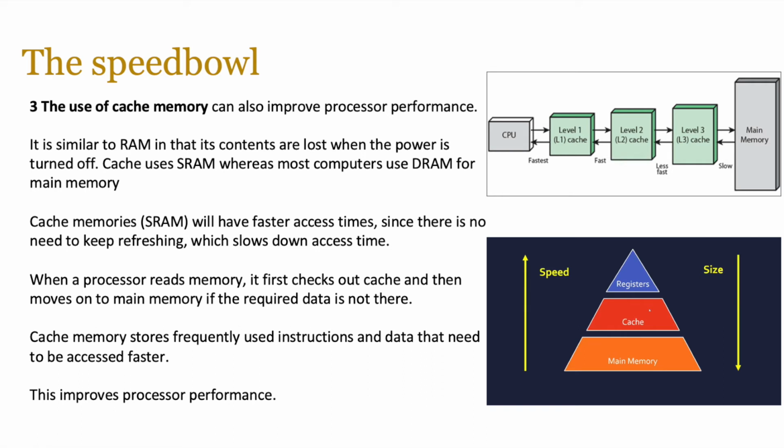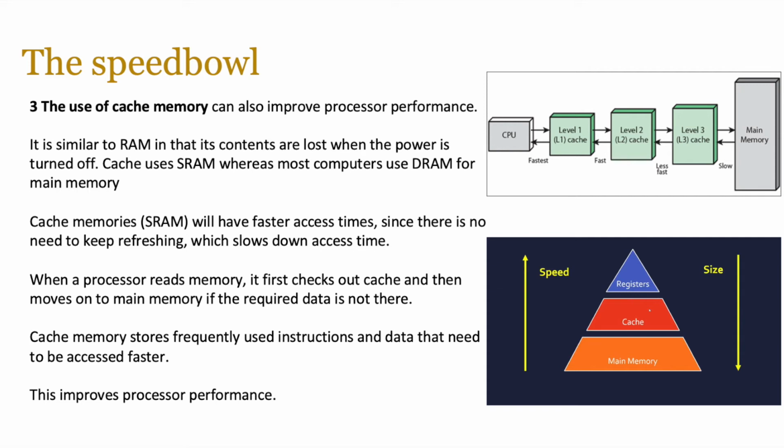Then you can obviously use cache memory, which also improves processor performance, and there's different levels of cache. Now, cache is similar to RAM, in that its contents are lost whenever power is turned off. Cache uses SRAM, whereas most computers use DRAM for the main memory. So it's speedier, and there are different levels that you can probably see on the top right hand corner. The closer you are to the CPU, the more expensive cache gets, and the smaller the quantity you have. So if you've got gigabytes, then you might have megabytes, and then you might go into kilobytes when you go down close to the CPU.